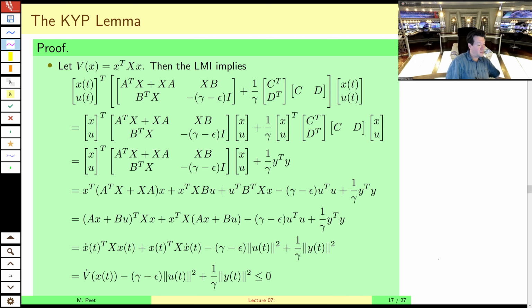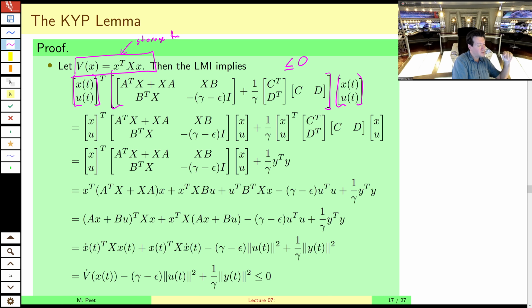Now, what we do is we take an augmented vector of x and u, and we multiply it on the left and the right by this big matrix here, which, of course, by assumption is less than or equal to 0. We define the Lyapunov function, as you would expect, by x transpose Xx, although technically this is often referred to as a storage function, not necessarily a Lyapunov function. But we're going to call it a Lyapunov function because it does actually prove stability in our case.